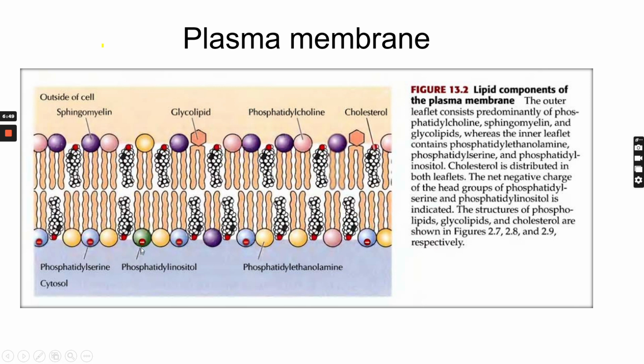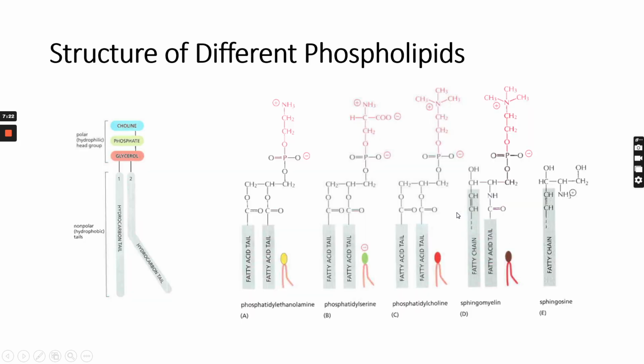Phosphatidylserine and phosphatidylinositol are mainly present inside the membrane. This is very important because there will be some trick questions where they will ask which side of the membrane phosphatidylserine or phosphatidylinositol are present, inner leaflet or outer leaflet. So you have to remember that phosphatidylserine and phosphatidylinositol are present in the inner leaflet of the cell membrane. This is a very important part. From here you will find one or two questions almost every year.